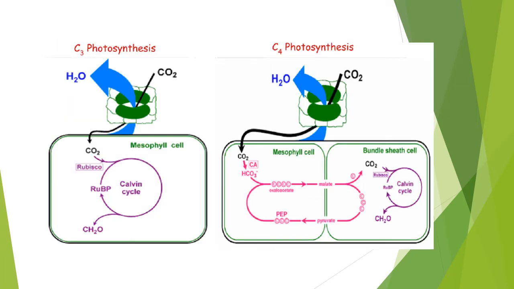Moving back to the C4. C3 we understood. Here the first product: CO2, with the help of the Rubisco enzyme in presence of RuBP, forms the first three-carbon component, named PGA, phosphoglyceric acid. It's a 3-carbon component.